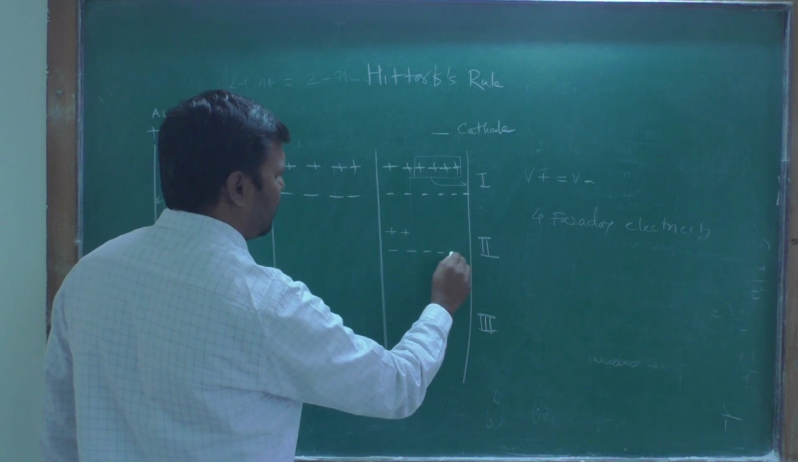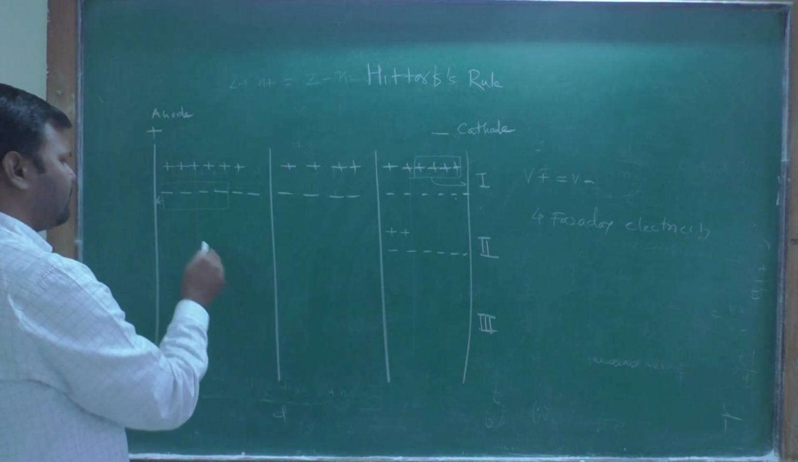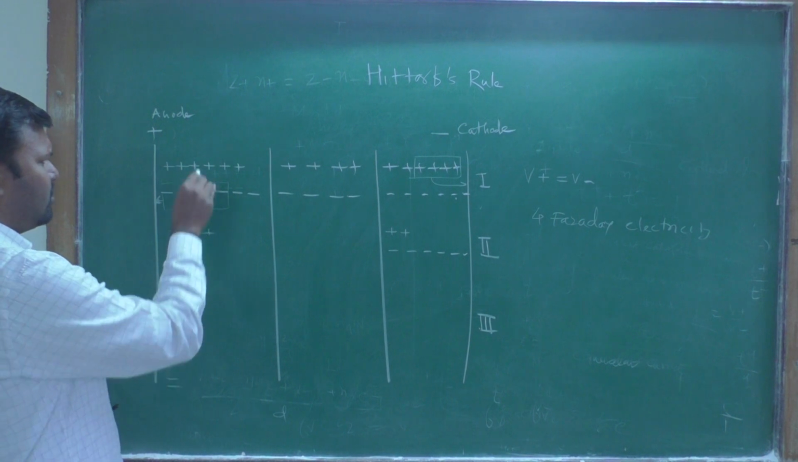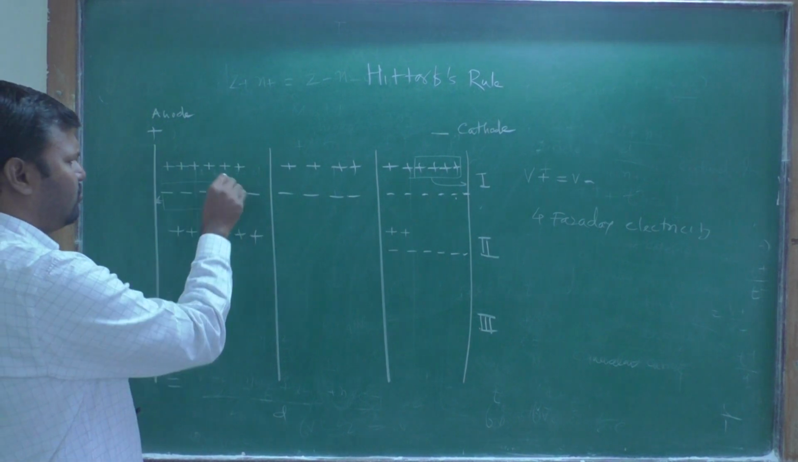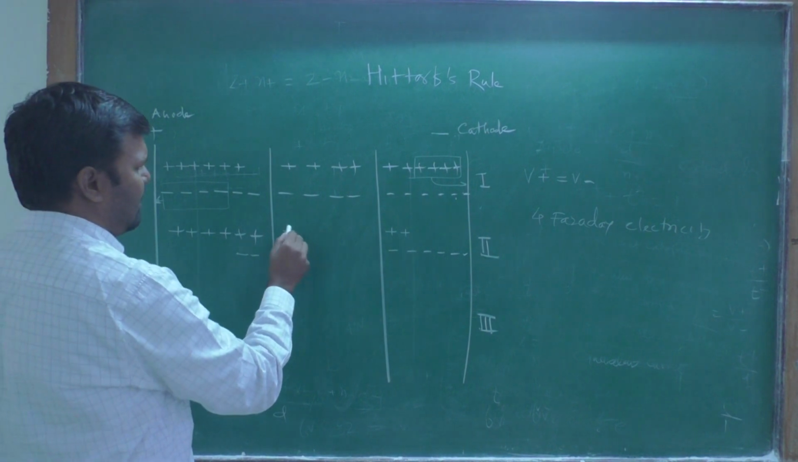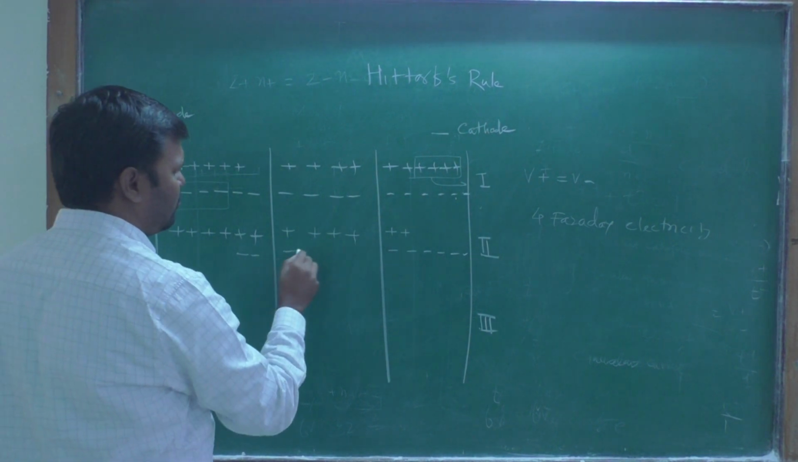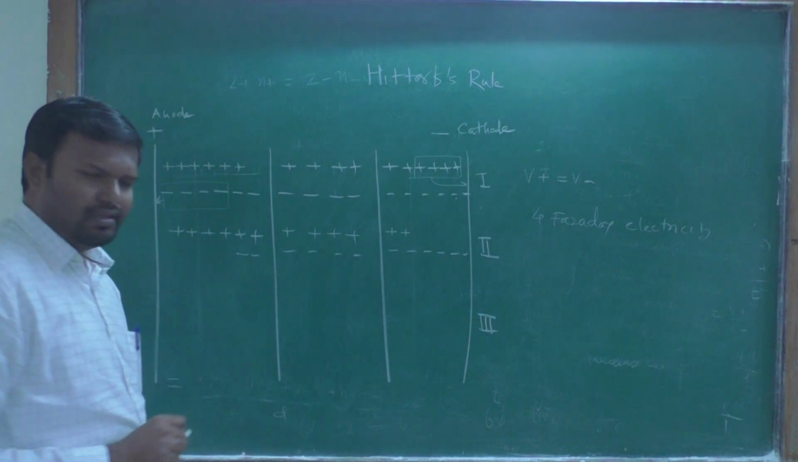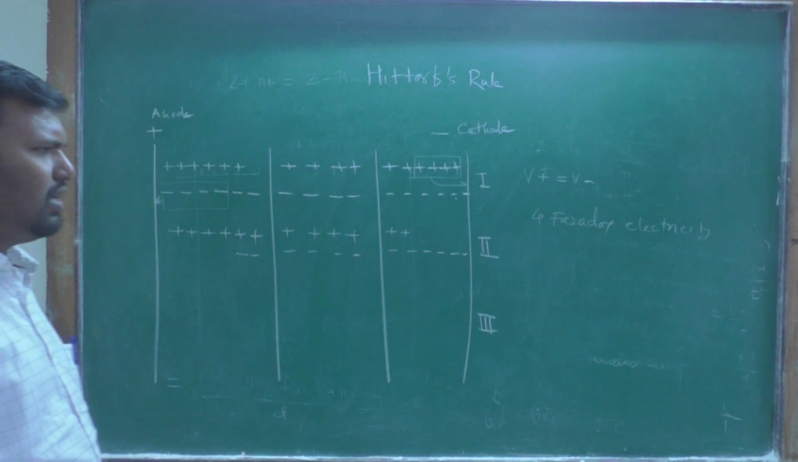negative, no change in this case. Second, no change in this; 6 positive ions and 2 negative ions are there, and at the center compartment no change in concentration takes place. Okay, 4 Faraday electricity is applied.